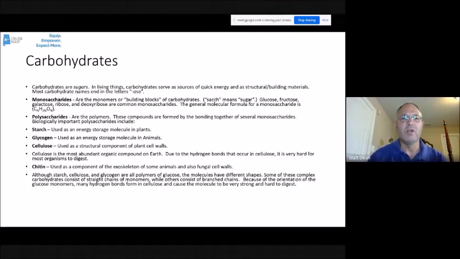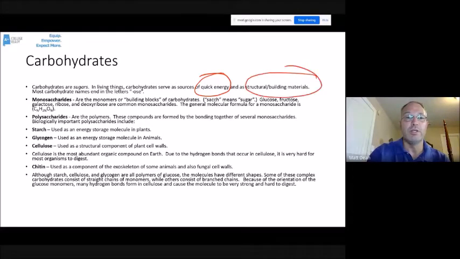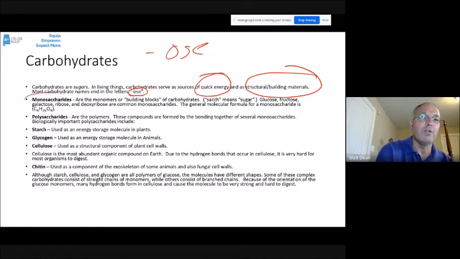In living things, carbohydrates are sources of quick energy, and they're also surprisingly used as structural or building materials. Most carbohydrate names end in the suffix OSE. So if you see an OSE in bio, it's usually a sugar. The monomers of carbohydrates are called monosaccharides, and that just means one saccharide, essentially one sugar. They're the building blocks of essentially all carbohydrates.